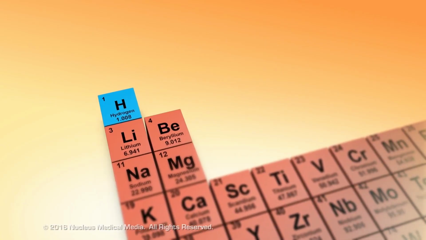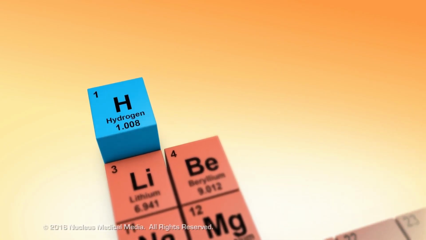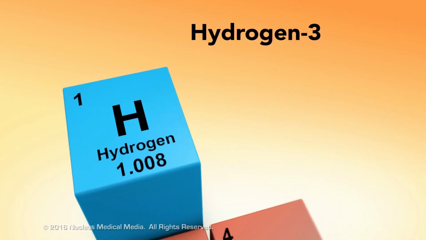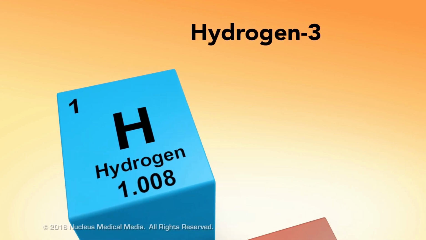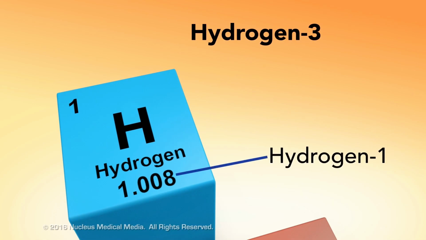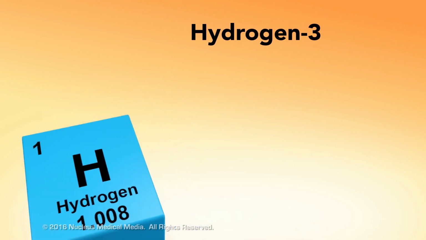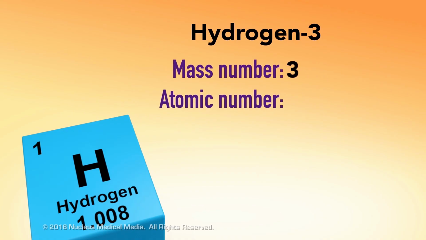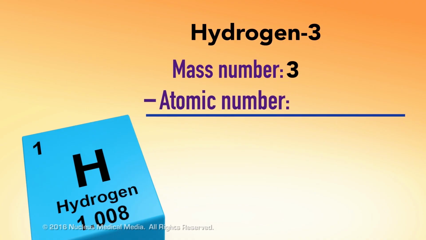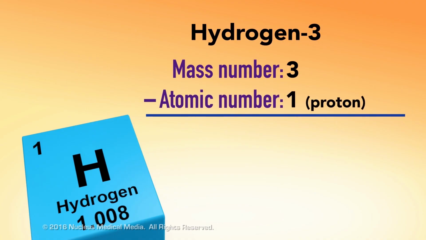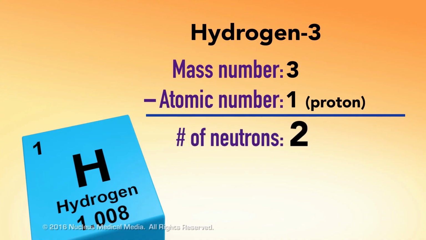How does this work in a less common isotope of an element, such as hydrogen-3? The most common hydrogen isotope is hydrogen-1, as you can see from rounding the atomic mass listed in the periodic table. Recall that isotopes are identified by their mass number, so we know hydrogen-3's mass number is 3. So we can subtract hydrogen's atomic number of 1 from its mass number and see that hydrogen-3 has 2 neutrons.